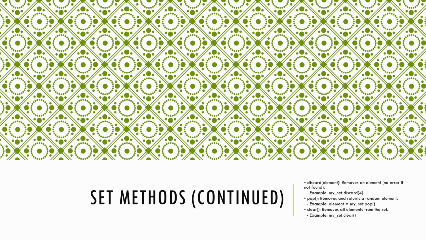On to more set methods, the discard method is similar to remove, but it does not raise an error if the element is not found. For example, mySet.discard(4) will remove 4 if it exists, but will do nothing if 4 isn't in the set. The pop method removes and returns a random element from the set. It's important to note that since sets are unordered, you can't predict which element will be popped. Finally, the clear method removes all elements from the set, effectively leaving an empty set.